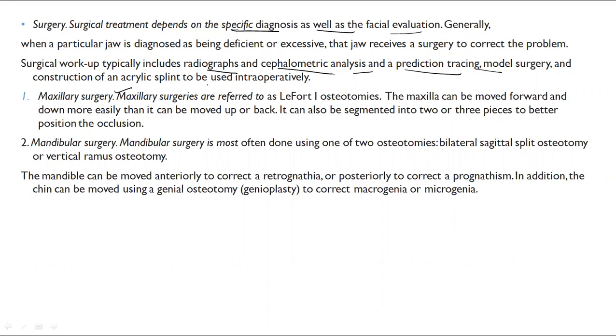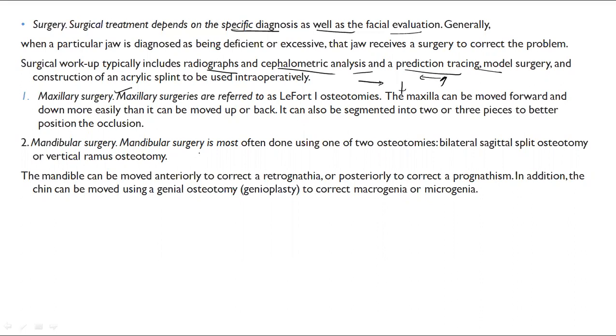Now, maxillary surgeries are referred to as Le Fort 1 osteotomies. The maxilla can be moved forward and down, and it can be moved up and back. It can be segmented into 2 or 3 pieces to better position the occlusion. So maxillary surgeries are referred to as Le Fort 1 osteotomies.